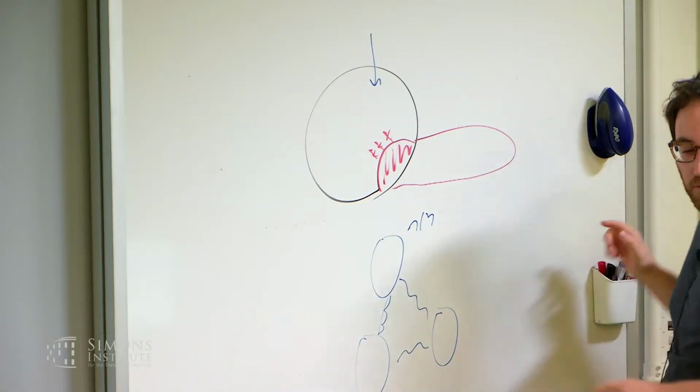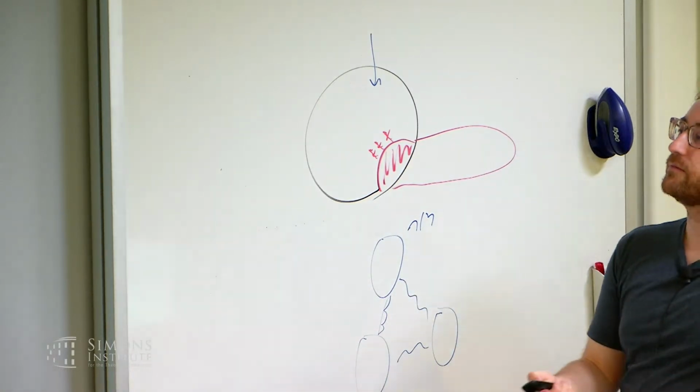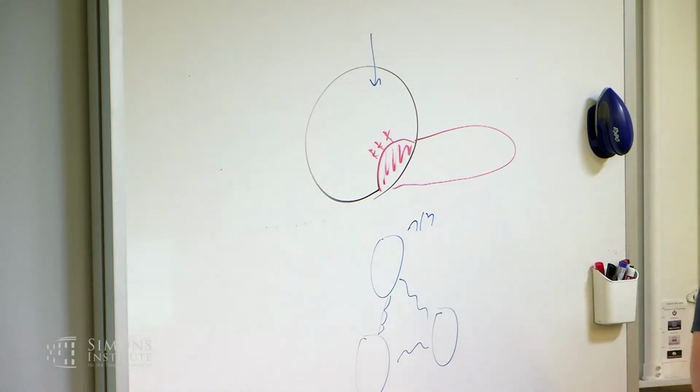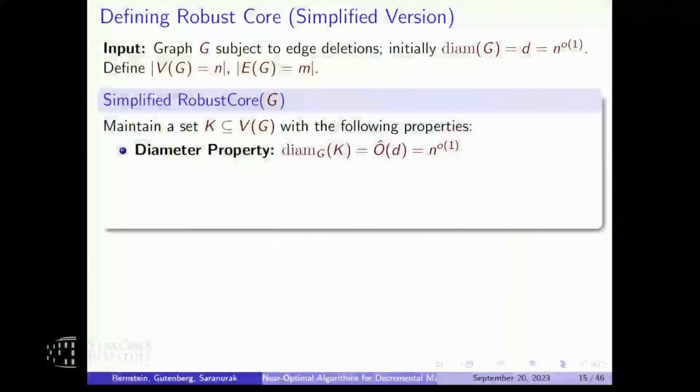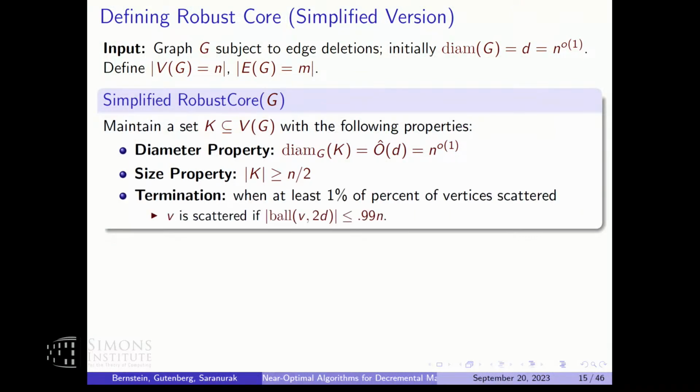So let's write that down here. We start with our initial low diameter graph. We want to maintain a large set K that still has low diameter with some slack. We could allow subpolynomial slack. And we want this to be large. We want it to be at least half the vertices.